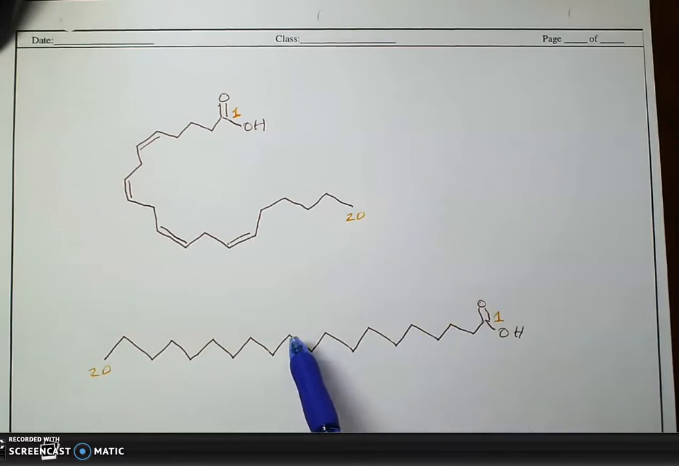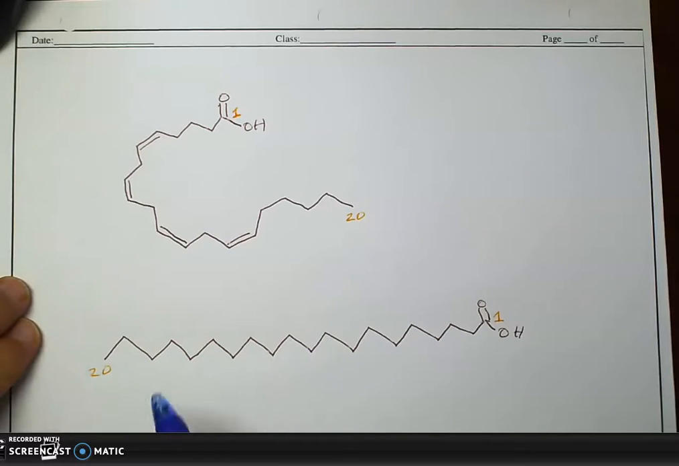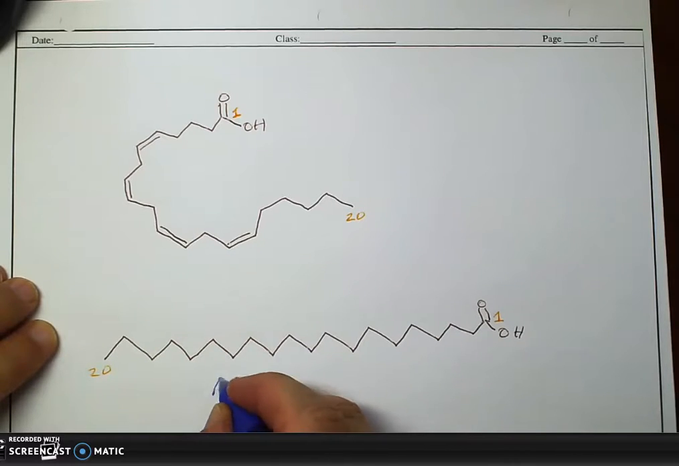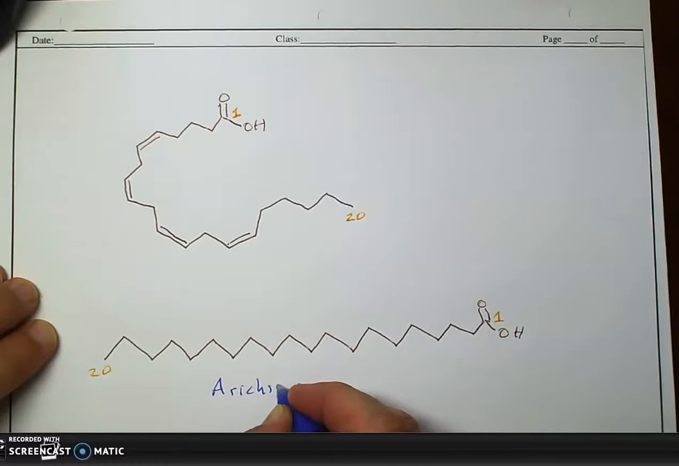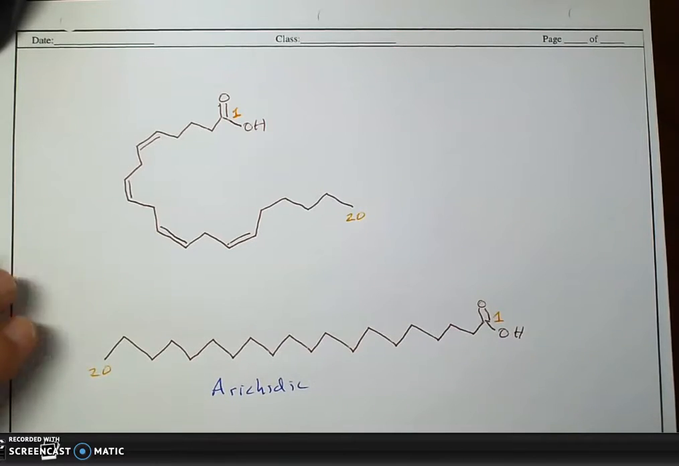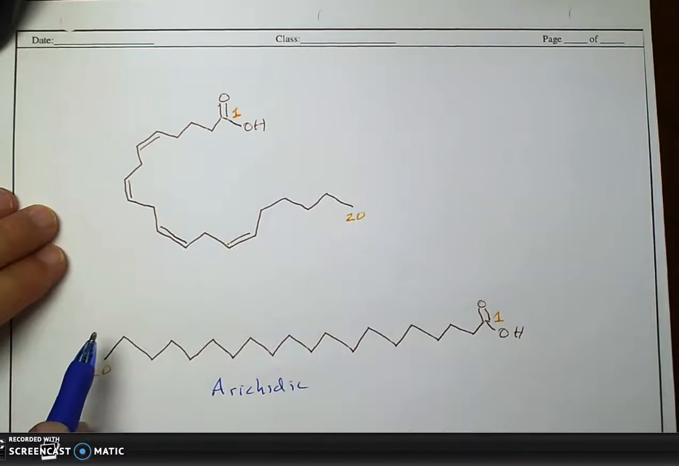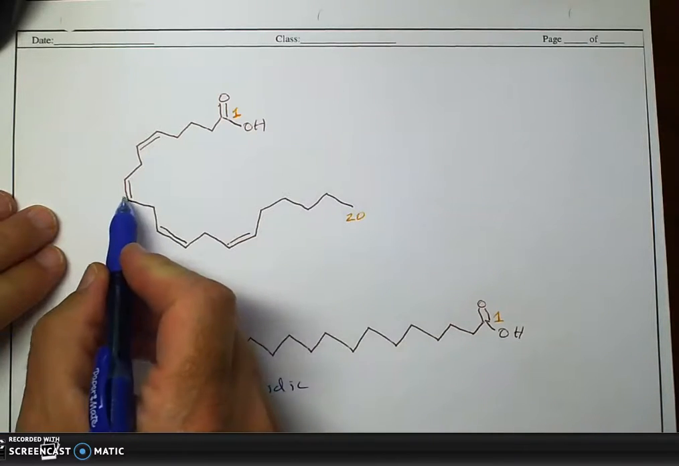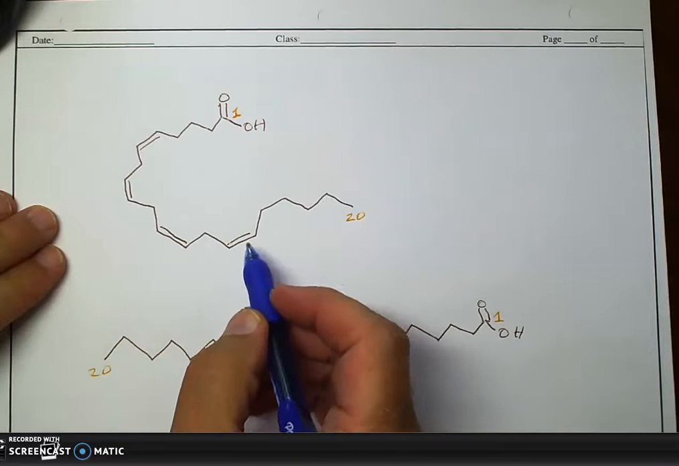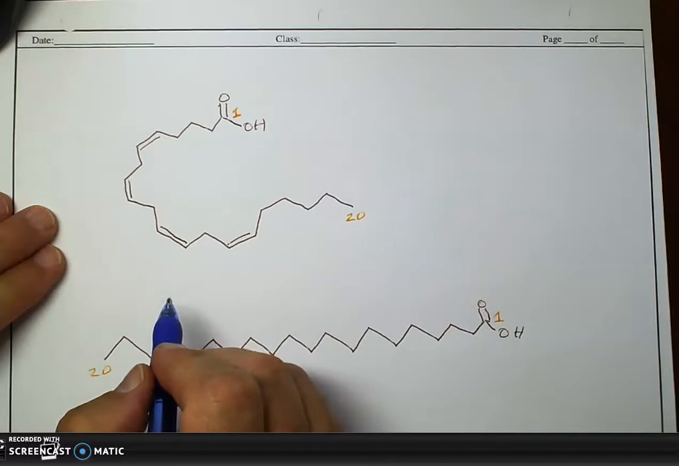The fatty part again is the long chain of 19 more carbons, and you'll notice there are no double bonds here. So this is a saturated fatty acid. The 20 carbon saturated fatty acid is called arachidic acid, coming from a Latin word meaning peanut. All right, now up here we also have a 20 carbon fatty acid, but this one has 1, 2, 3, 4 cis double bonds in it.